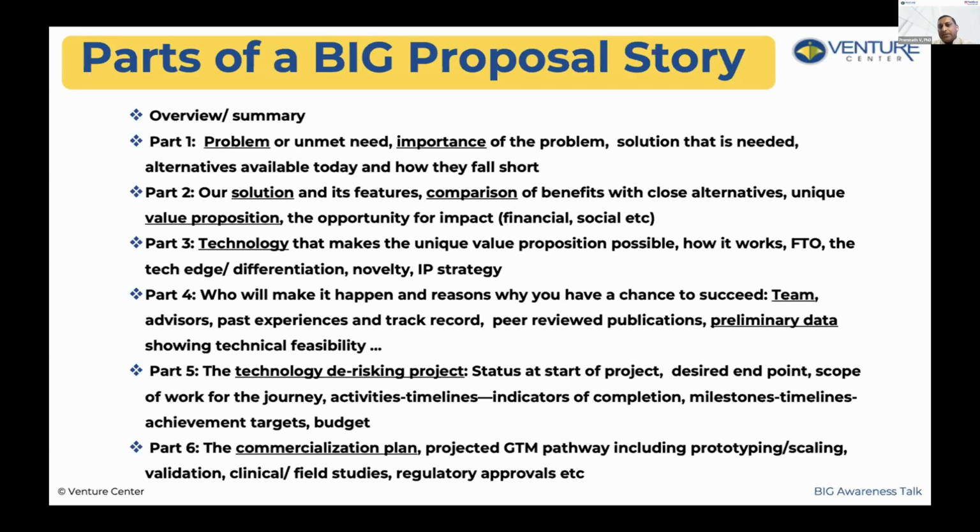For innovation funding proposals, focus on one problem which is well defined. Talk about the importance of it, the solution that is needed, and the alternatives that are available today and how they fall short. So there will be specific definitions of the problems you're going to talk about. Part 2 is about the solution space. You've defined the problem. Now let's talk about what solution you're going to offer and what benefits it offers compared to close alternatives. So imagine a table.